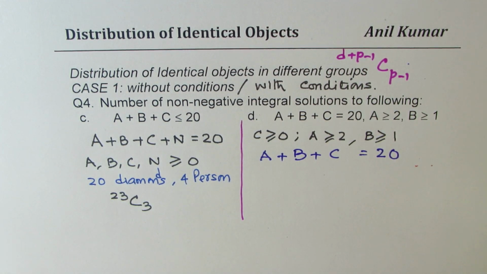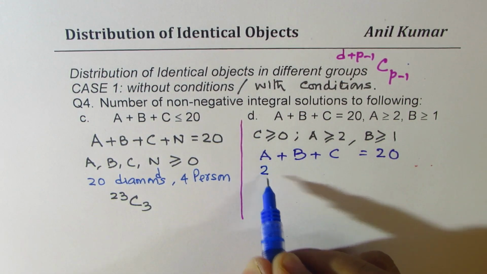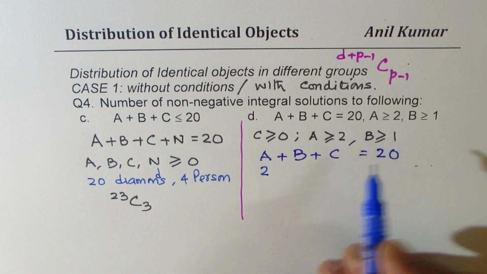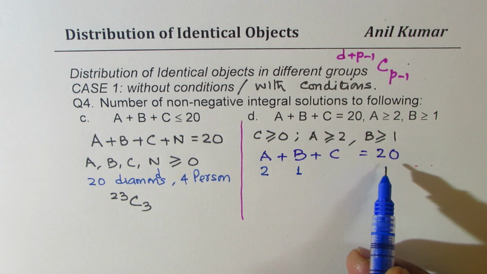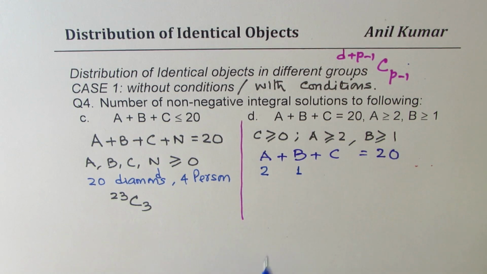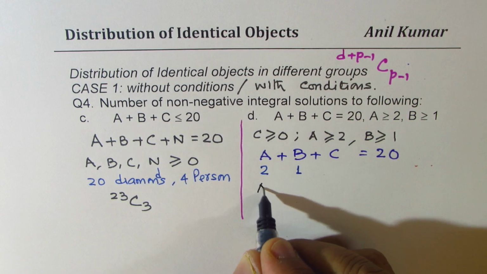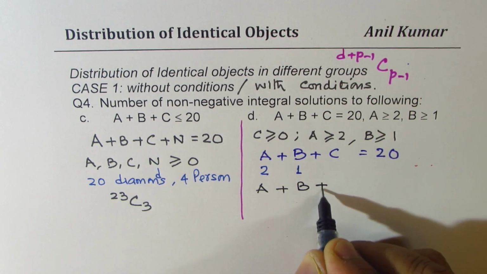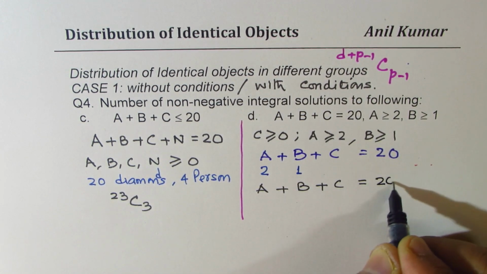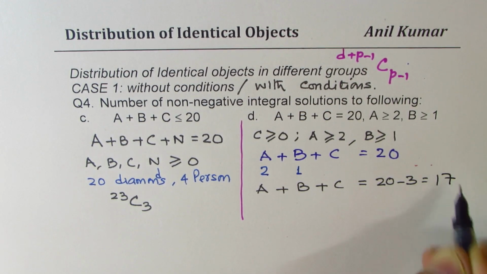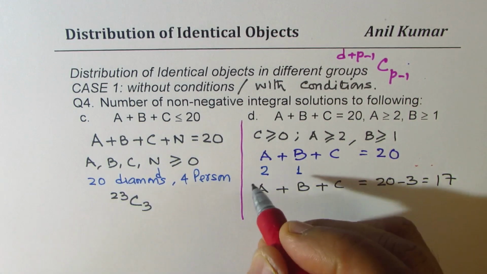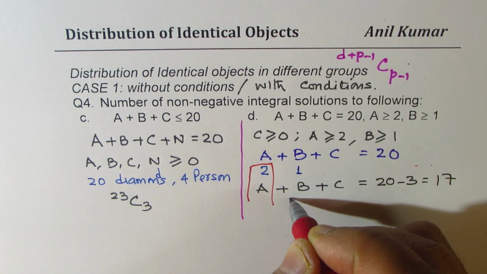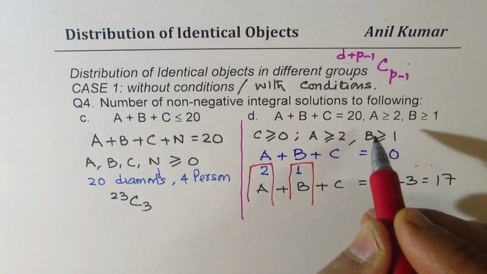So as we did in the very first example with condition, we'll actually give 2 points to A, that is 2 diamonds to A already, 1 diamond to B. So we have already given 2 and 1. So we're left with what? We are left with 20 minus 3. So we get a new equation which is A plus B plus C equals to 20 minus 3, which is 17, correct? A has already got 2, right? A already has got 2, so that's it. B has got 1. So that means we have met the condition.